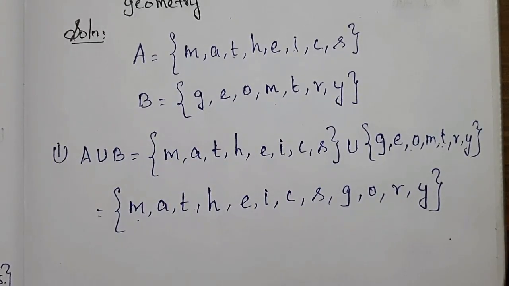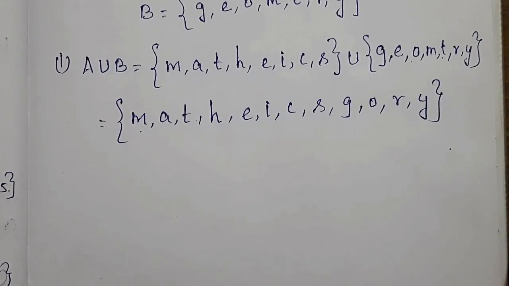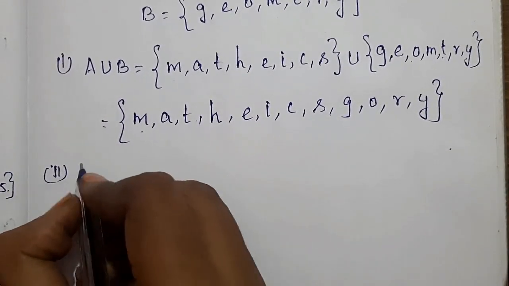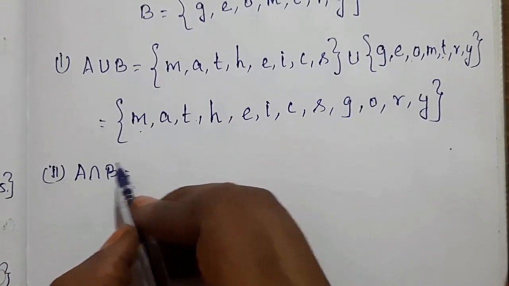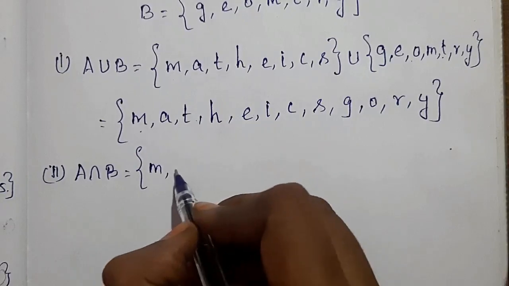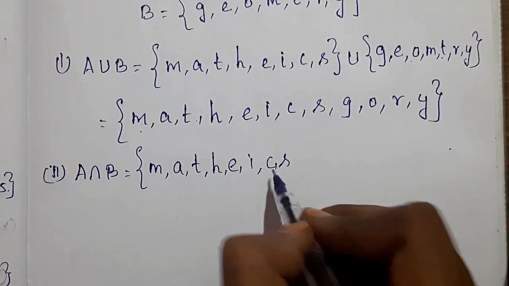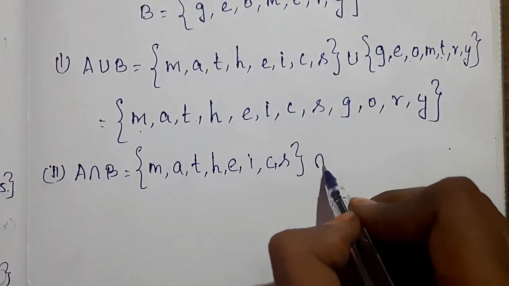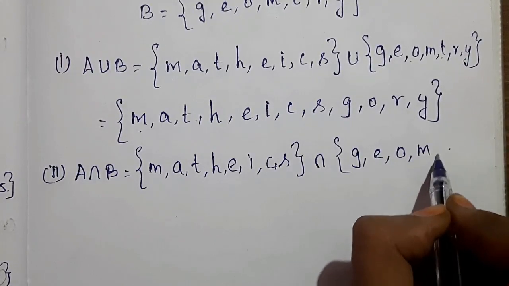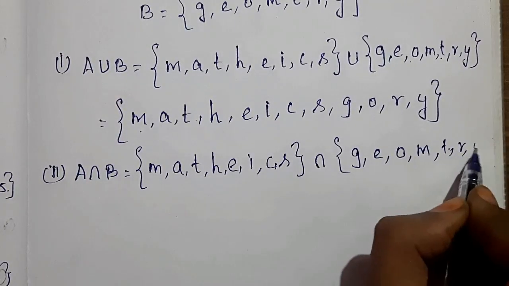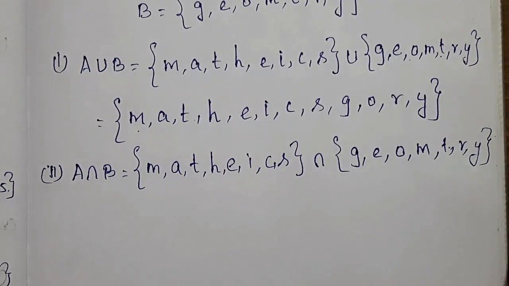Okay. Next we can write intersection. A intersection B, the second one. A intersection means common. Intersection means common. So first you can write the A set: M, A, T, H, E, I, C, S. It is the A set. Then intersection, then the B set: G, E, O, M, T, R, Y. So collect only the common elements.